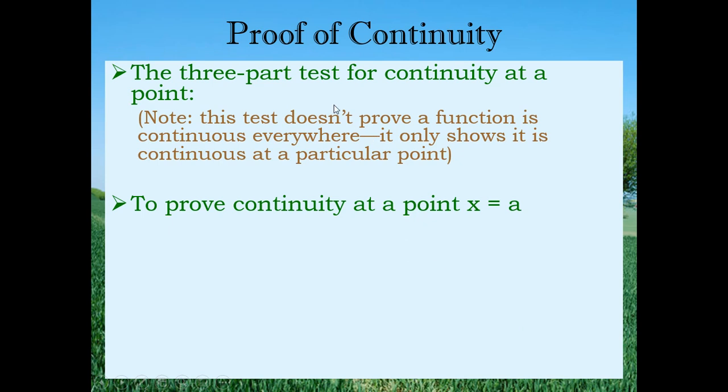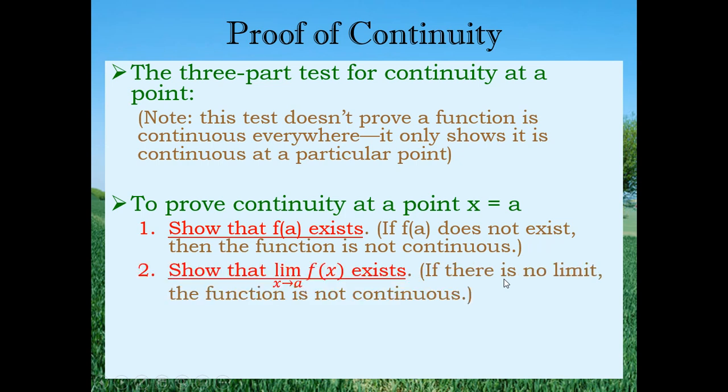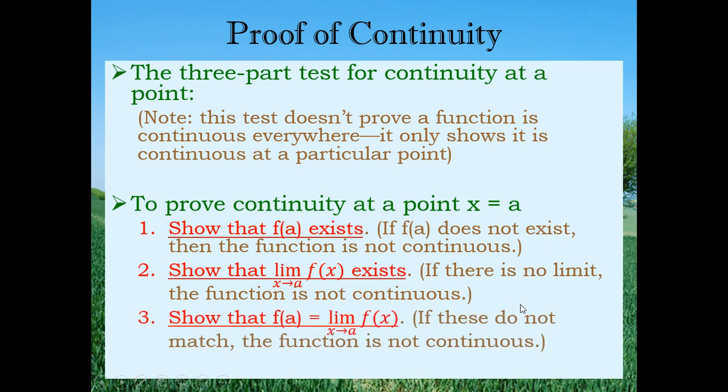The three-part test for continuity at a point: this test doesn't prove a function is continuous everywhere, only that it's continuous at a particular point. So to prove continuity at point x equals a, show that the function exists at that point, f of a exists. If it doesn't exist, then the function isn't continuous there because there is no value. Show that the limit as x approaches a of f of x exists. If there is no limit, then the function is not continuous. And finally, show that f of a is equal to that limit of f of x as x approaches a. If these do not match, the function is not continuous.